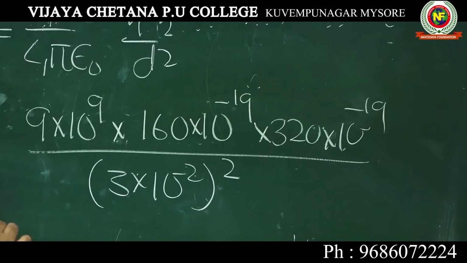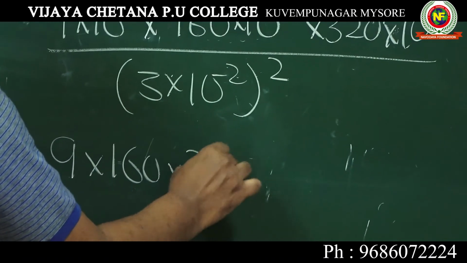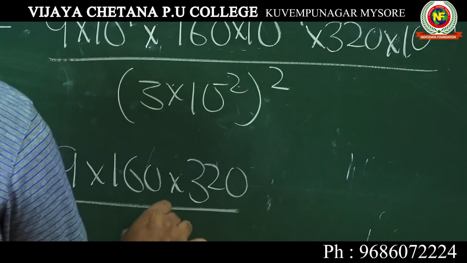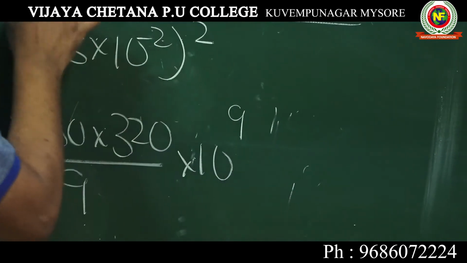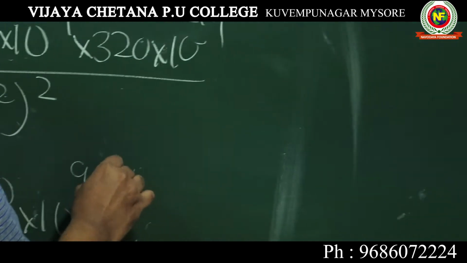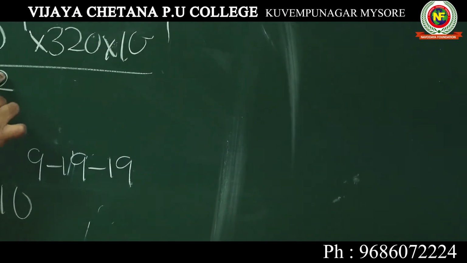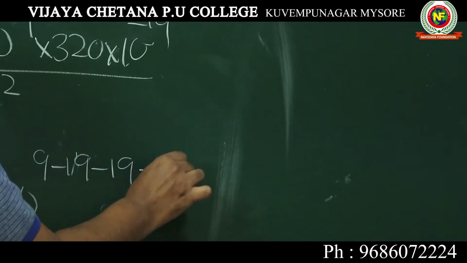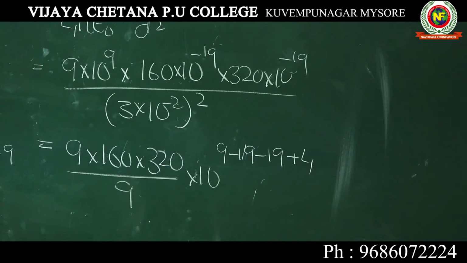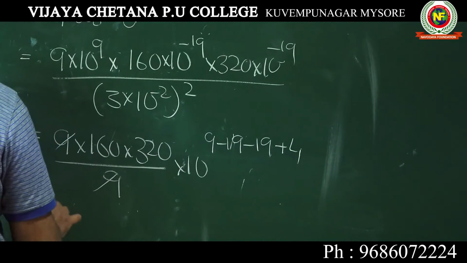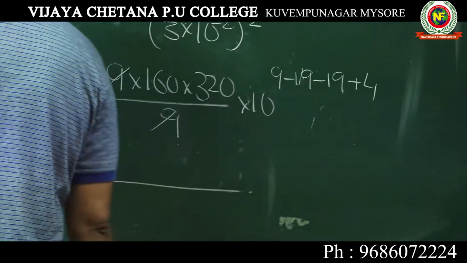Now let me simplify this further. 9 into 160 into 320 divided by 9 into 10 to the power of, see here, 9 is present here, minus 19. Minus 19 again for this. This is minus 2 square, minus 4 when comes to numerator, becomes plus 4. All of you please simplify this. It is 160 into 320 multiplied by that power. Okay. You must solve this and write the answer.